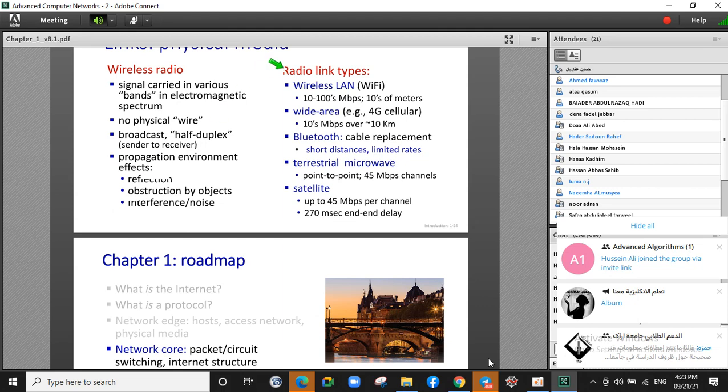Let me talk about radio link types. We have several radio link types. For example, Wi-Fi. We talked about Wi-Fi. We talked about fourth generation and cellular networks. Bluetooth is another case. The range of Bluetooth is very limited, just a few meters, short distances. And also, the rate of Bluetooth networks is very low.